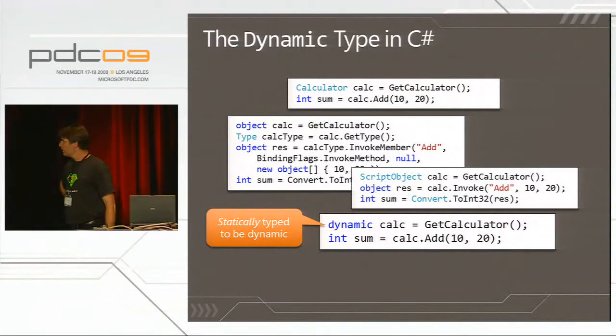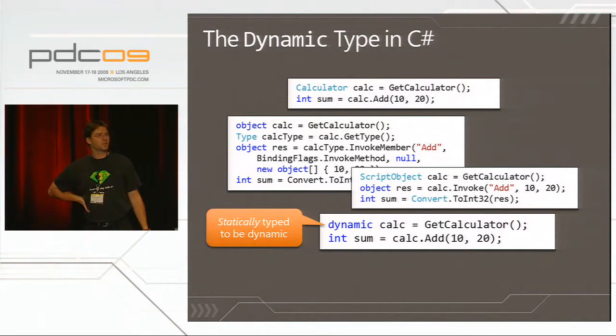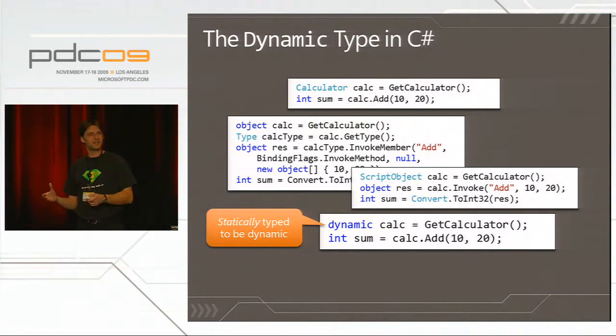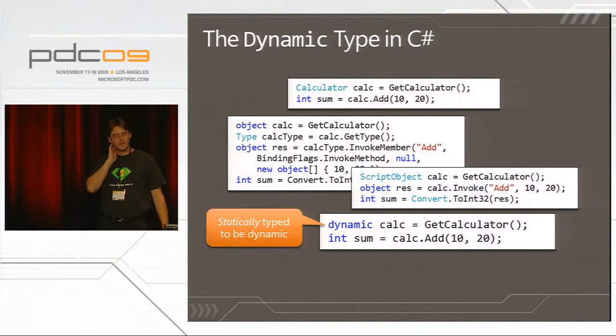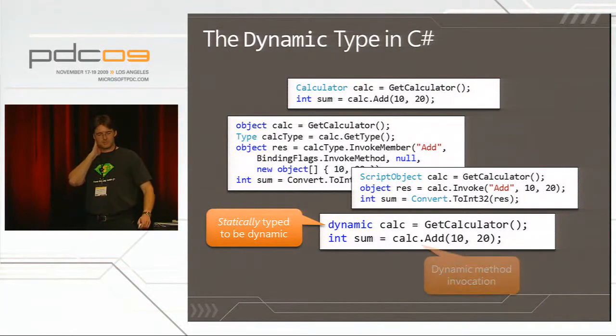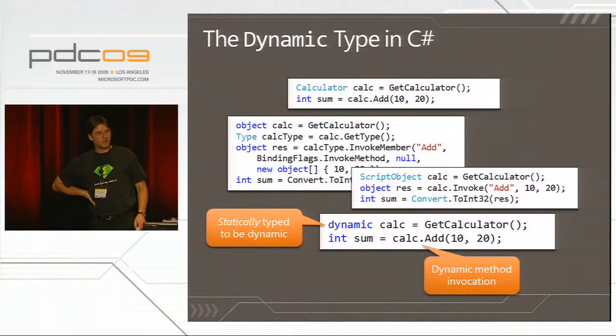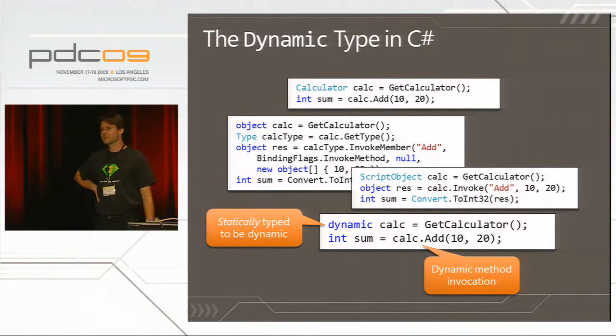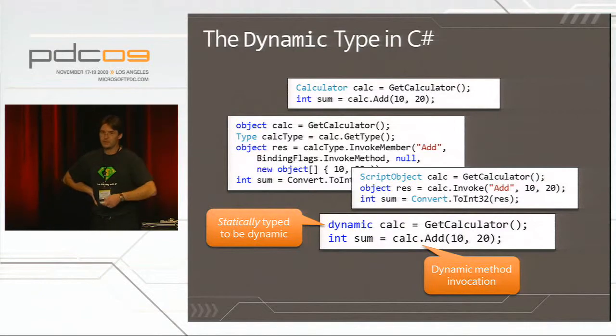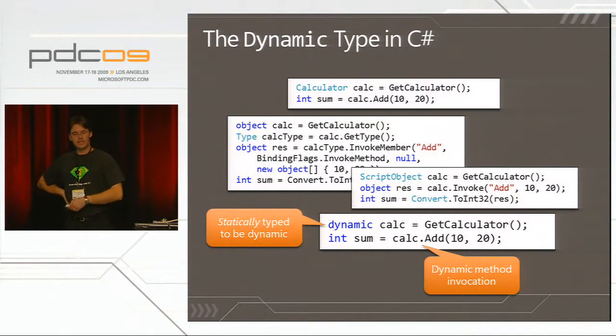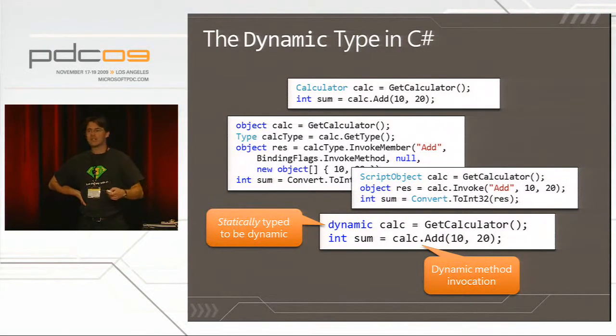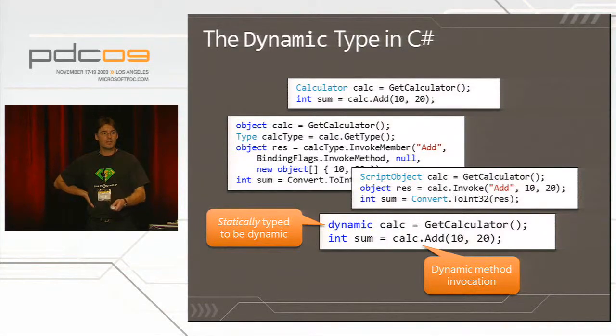So what's to note here? It's actually statically typed to be dynamic. Dynamic is a static type. The compiler knows about it. It's kind of funny. What having that dynamic type on calc means is that when you do things to it at runtime, like calling a method on it, that gets bound dynamically. That means only at runtime does it even try to figure out what you meant when you say add.